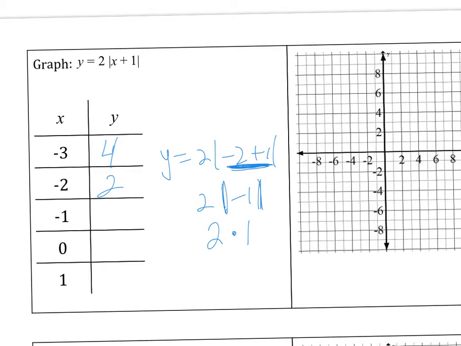I'll just tell you mentally, if I plug in -1, I'm going to get 0. 2 times 0 is 0. That'll be 0. These should end up being the same. I will do the calculations on this one so you can see that.